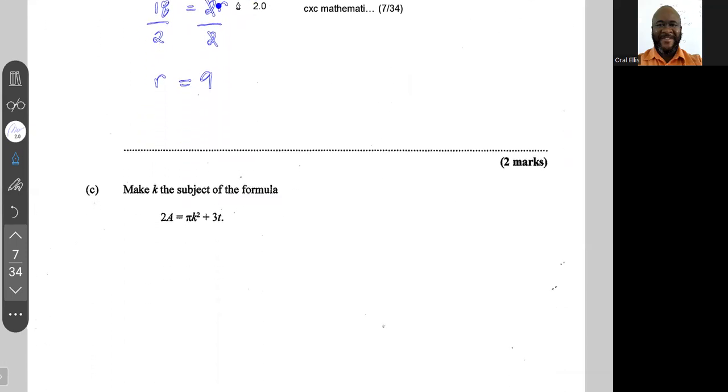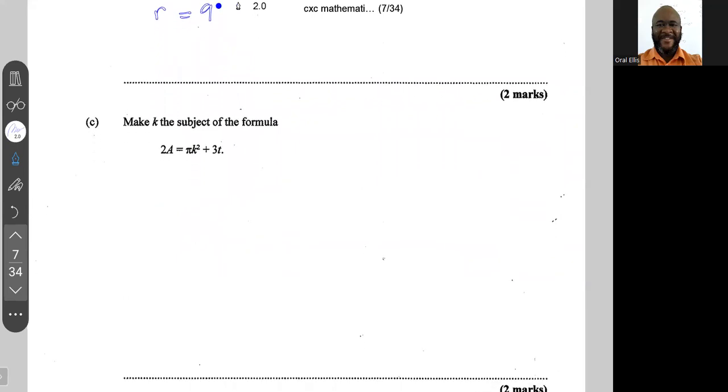At C, we're asked to make K the subject. Now, when K is the subject, I must have K by itself on one side. So in this case, the first thing I'm going to do is take anything that doesn't have K in it to the other side. So I have 2A minus 3T is equal to pi K squared. Positive 3T on the right goes over to the left and becomes negative.